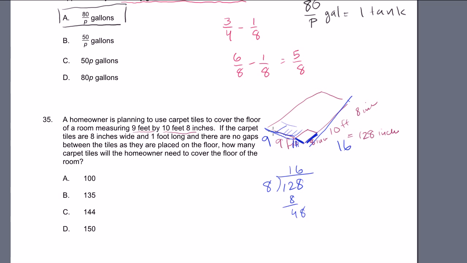9 tiles here, and I guess on the width, 16 tiles in the length. So we're going to have 16 times 9 tiles. 6 times 9 is 54. 1 times 9 is 9, plus 5 is 14. So we're going to need 144 tiles. So that's choice C.